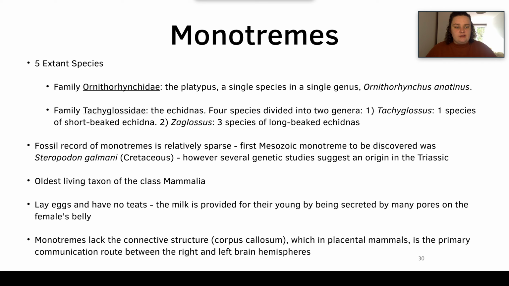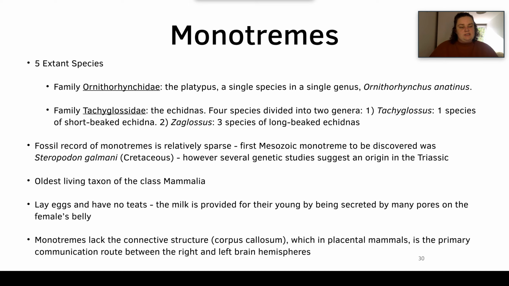So now we move on to the extant mammals. We have the monotremes. There are 5 extant species. We have the platypus, which is a single species, and then we have the echidnas, which are 4 species divided into 2 genera. So we have the short-beaked echidna and the long-beaked echidnas. And the fossil record of monotremes is really scanty at best. That's the best way to explain it. The first Mesozoic monotreme was found in the Cretaceous. However, genetic studies suggest that there was an origin of the monotremes in the Triassic. However, no fossils have been found of Triassic monotremes.